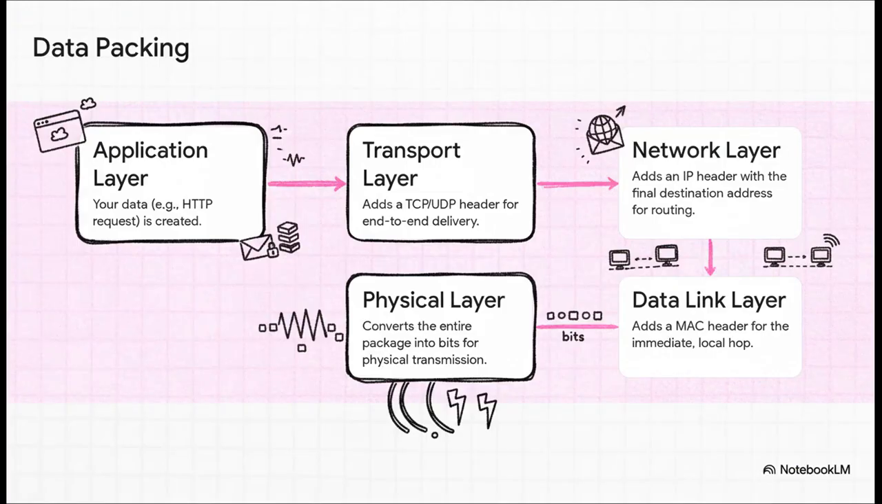So, as your data moves down through these layers, each one adds its own special wrapper, its own little instruction manual. The transport layer goes first, adding a header to make sure the data finds the right application when it arrives. Then, the network layer adds another header, and this one's got the final destination. Think of it as the big global mailing address. After that, the data link layer adds one more header, but this one's different. It's just for the very next stop on the local network. And finally, the physical layer takes this whole package and turns it into electricity or light, ready to actually travel.